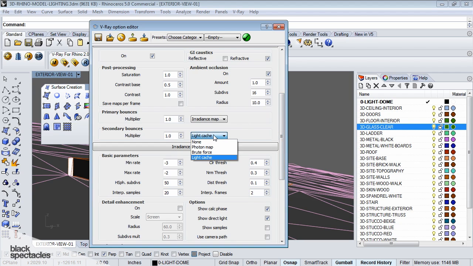The secondary bounces are photon map, brute force, and light cache. Primarily brute force and light cache are going to be the ones that you spend more time with. Brute force is the easiest because setting-wise, there's really two settings. There's subdivisions and then there's number of bounces. So it's great for exteriors, and light cache is great for interiors.